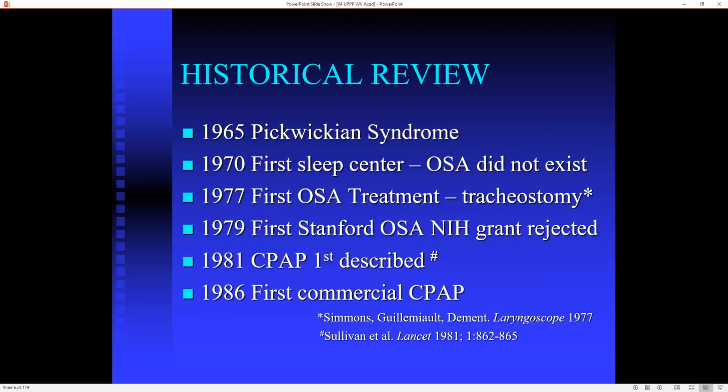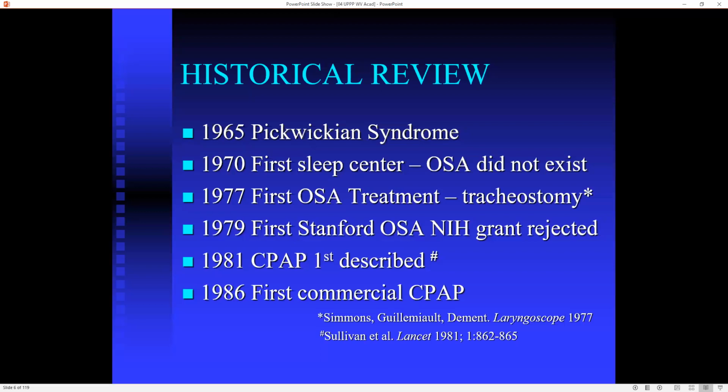So just a little review. The Pickwickian syndrome was first described in 1965, and then in 1970, the first sleep center for the study of sleep was created, but obstructive sleep apnea as a diagnosis did not exist. But in 1977, the first treatment for OSA was tracheostomy, and this was from France. In 1979, Stanford applied for a grant from the NIH, but it was rejected as not being something that was real or pertinent.